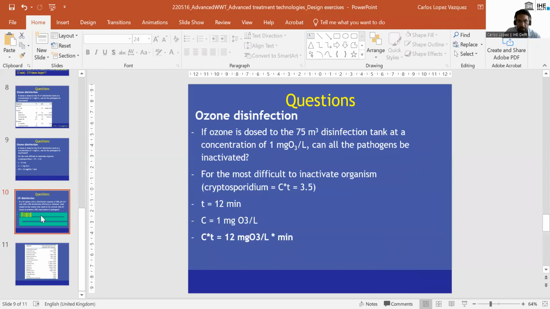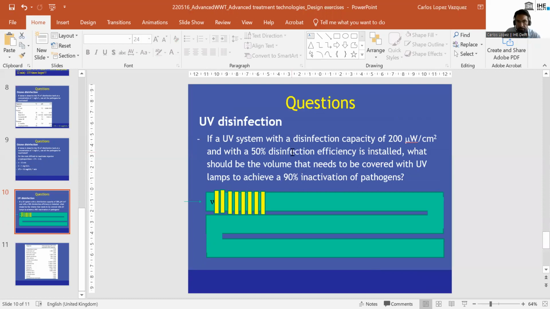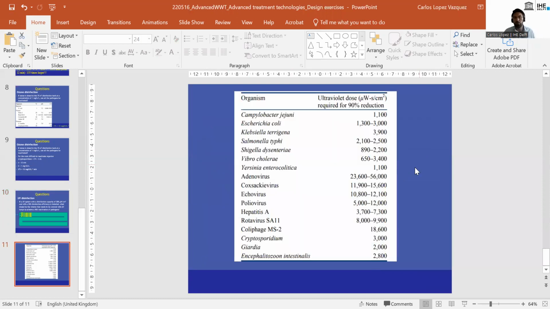We can go back to the values. This is a similar approach. This is the ultraviolet dose to achieve 90% reduction. We can see different organisms with different ultraviolet doses: 1,100 for Campylobacter, 3,900 for Klebsiella. And for UV, the most difficult one is adenoviruses.